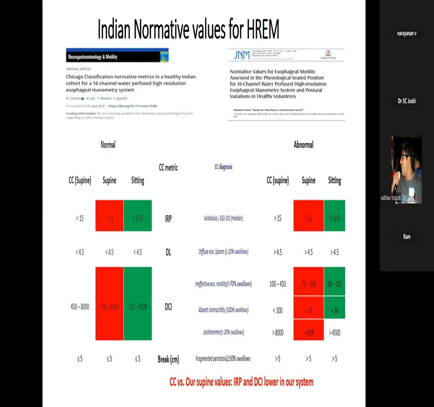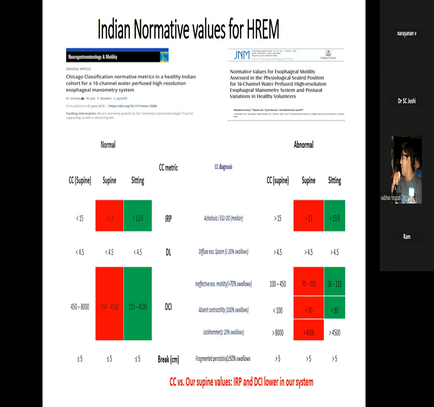So now you can understand why I keep saying it looks like a hypercontractile esophagus, but I can't report it, because DCI is not greater than 8,000. That is because I will seldom get 8,000. How many of us are getting routinely more than 8,000? It is like Kumbh Mela. We feel very happy when we see a jackhammer esophagus.